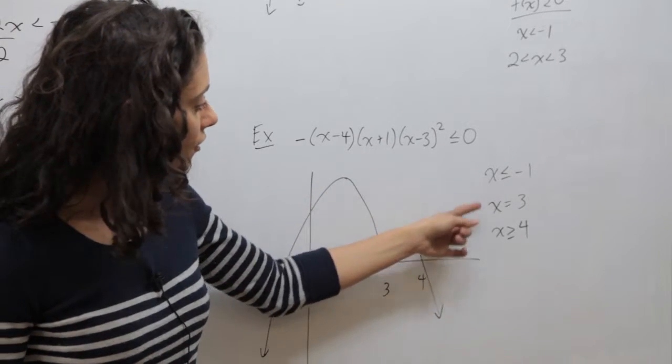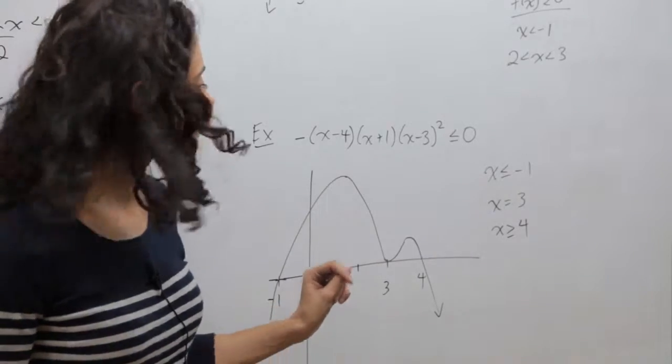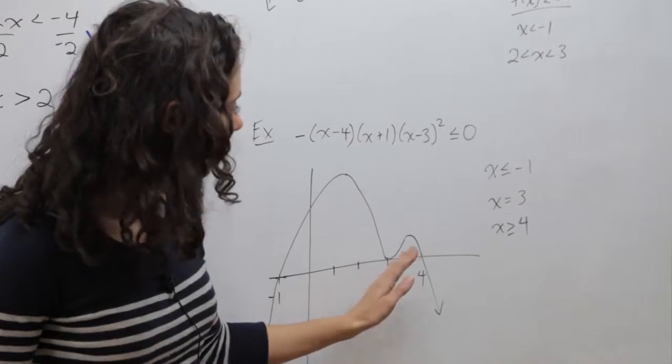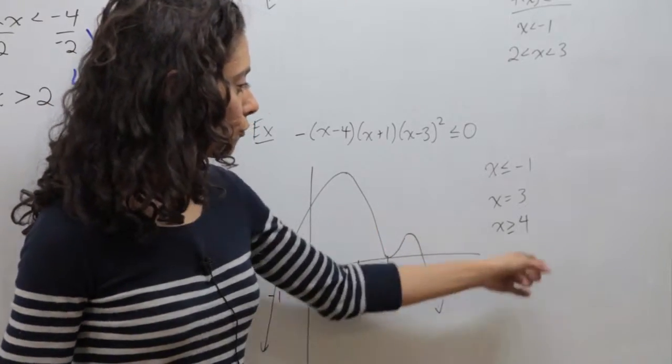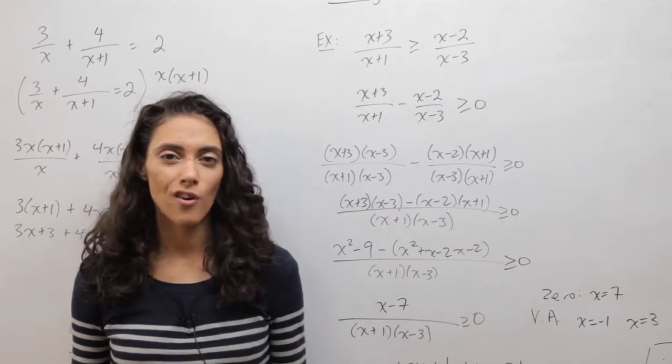So my final answer: when x is less than or equal to -1, in order to include the 0, when x is equal to 3 to include the 0, and finally when x is greater than or equal to 4, and again include the 0. Unfortunately, rational inequalities are a lot more complicated.